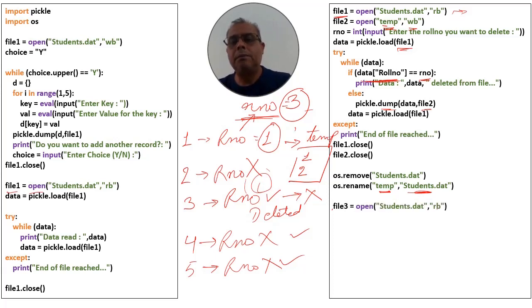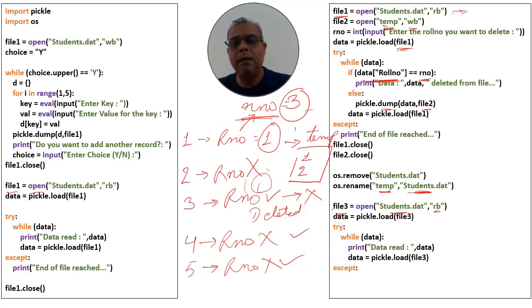Now we are going to open this new students.dat file, that was earlier temp, in read binary mode and store it in file 3, and then, like previously, we will display the records. Okay, so now in this program we are going to perform the modification in a binary file.